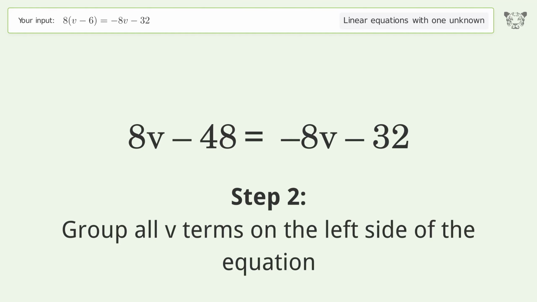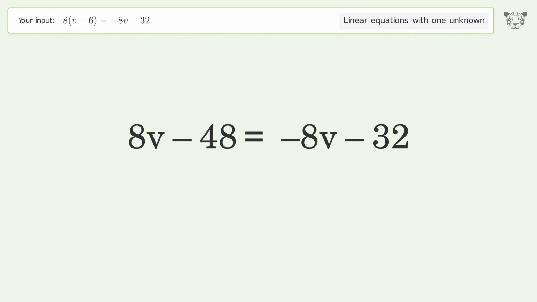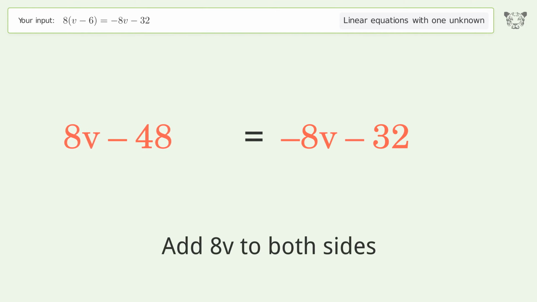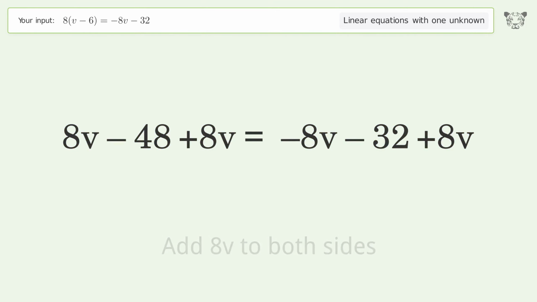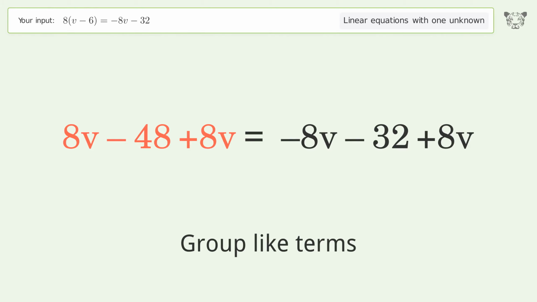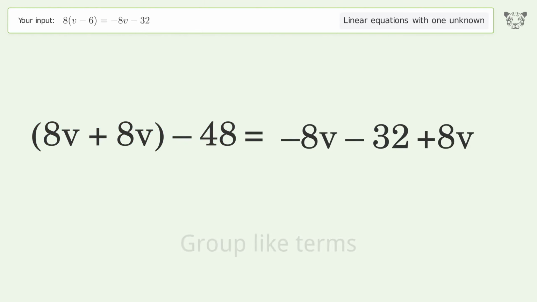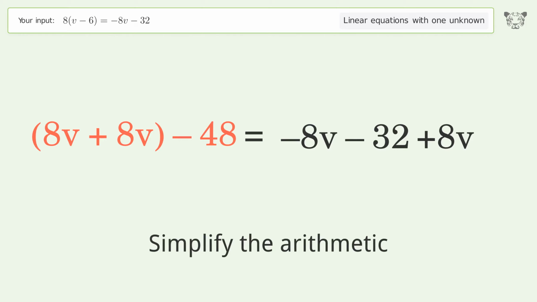Group all v terms on the left side of the equation. Add 8v to both sides. Group like terms. Simplify the arithmetic.